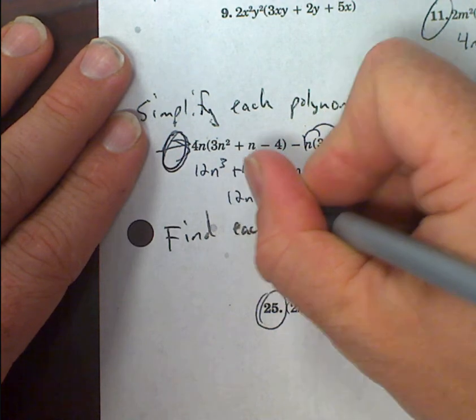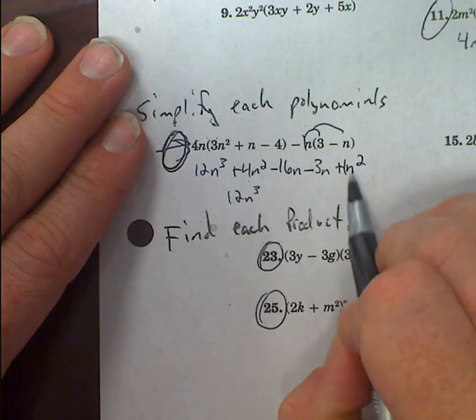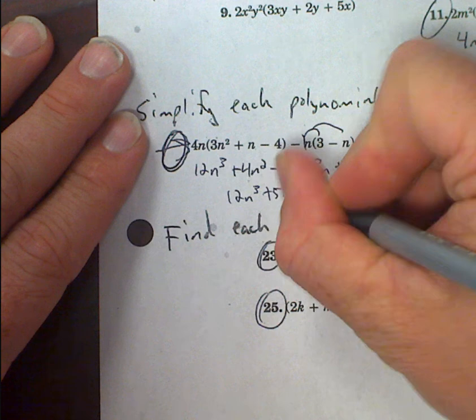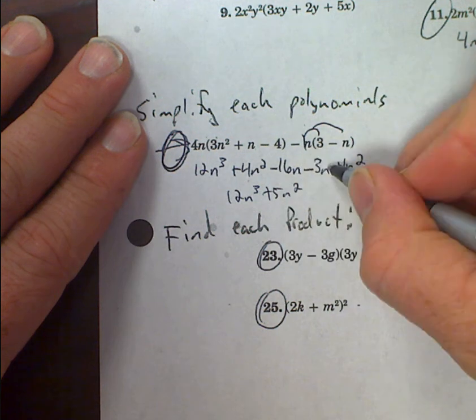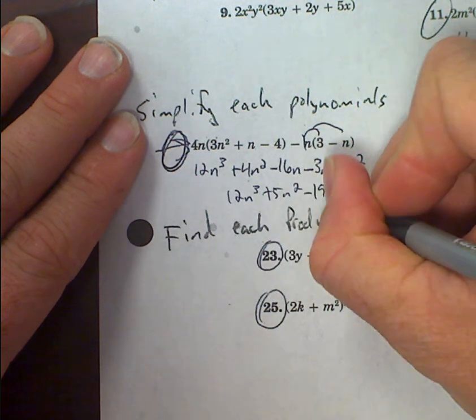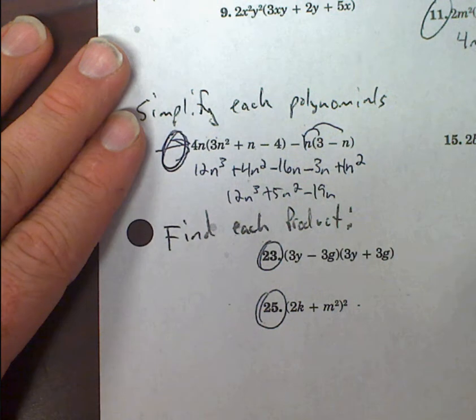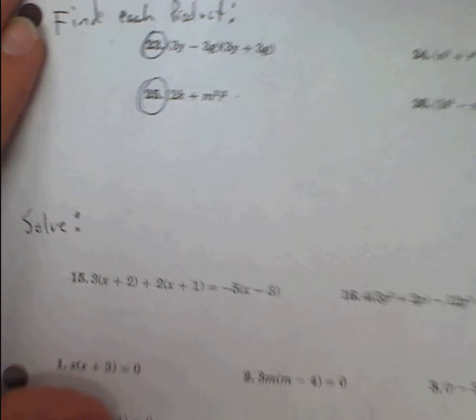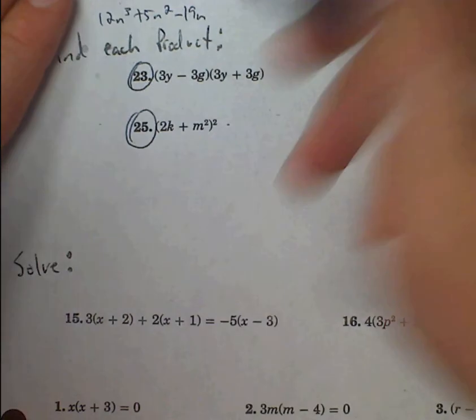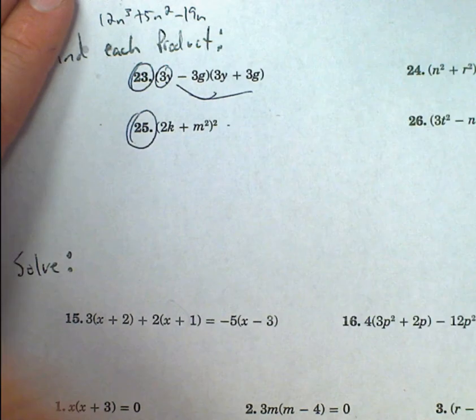So 12n to the third, no partner. 4n squared, 1n squared becomes 5n squared. Negative 16n minus 3n becomes negative 19n. Number 23, take turns distributing.